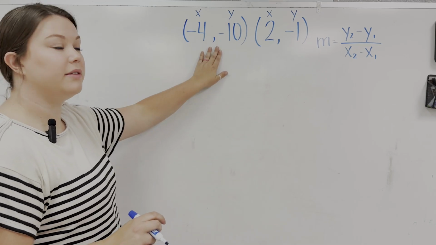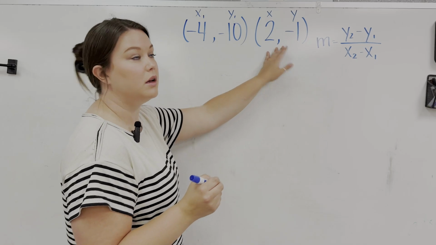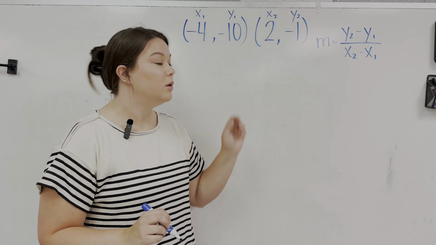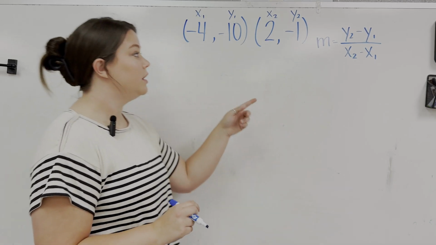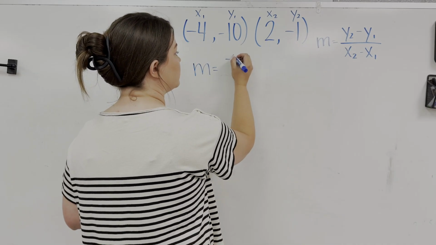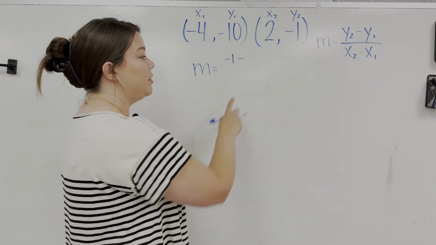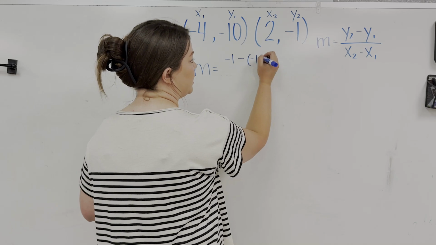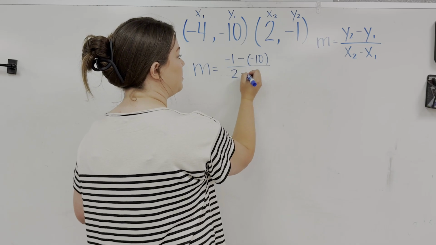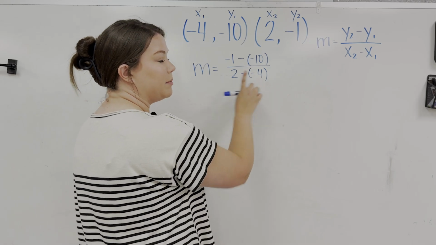So then I'm going to say that this is my first ordered pair. So this is going to be x1 and y1. And this is my second ordered pair. So this is going to be x2 and y2. Now that we have everything labeled, we're going to just substitute it into our equation. So we have m equals y2, which is -1, minus y1, which is -10. Now, I put my minus sign here, and then I'm going to keep it as -10. Then we have x2, which is 2, minus x1, which is -4. Notice that I keep my minus sign and my negative sign there.